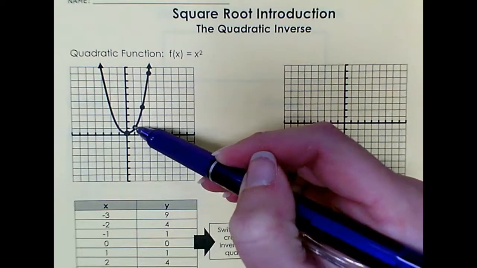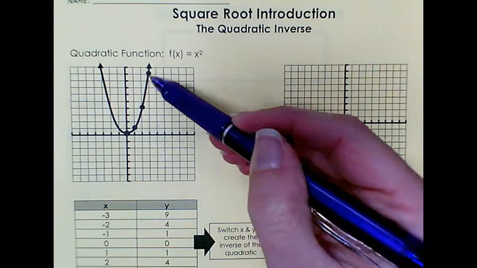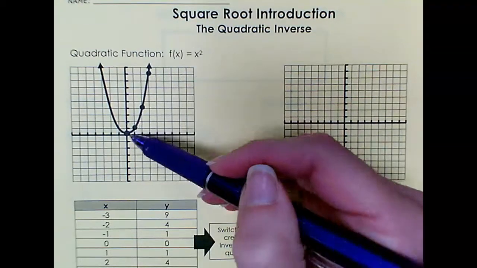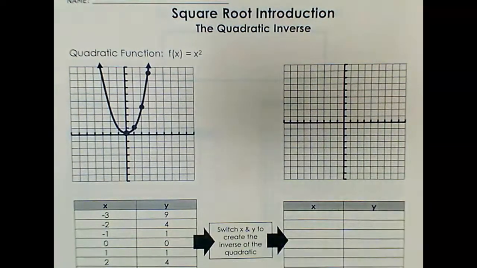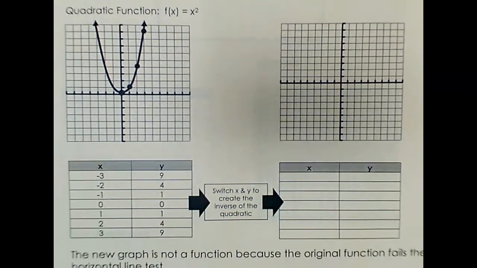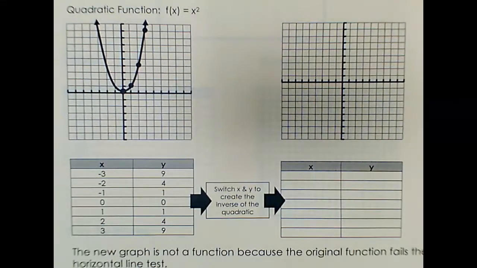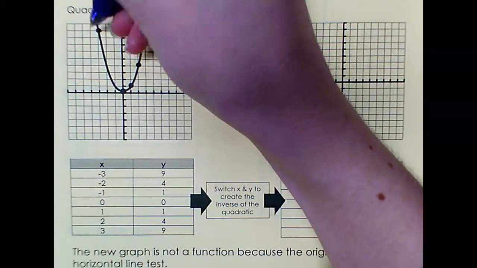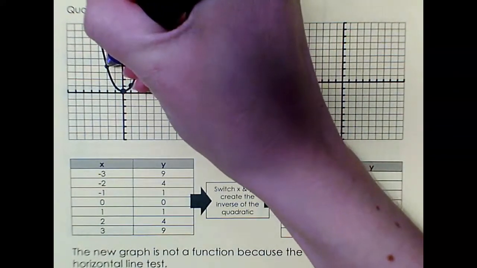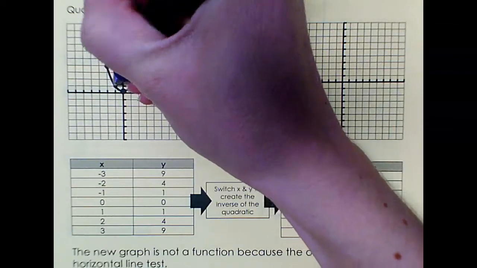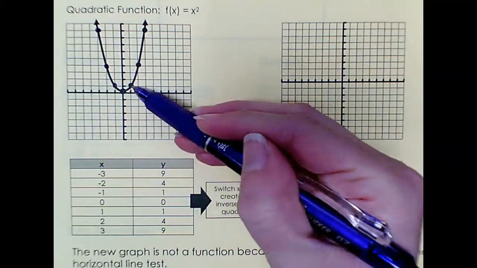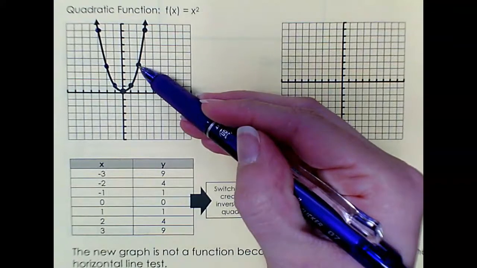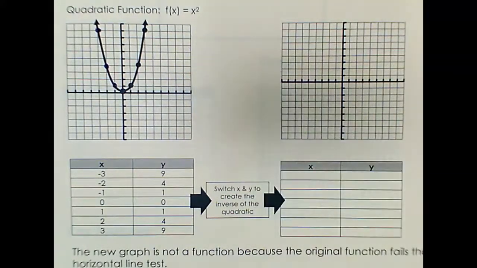So over 1 up 1, over 1 up 3, over 1 up 5, over 1 up 7, and so on the other side of the graph as well. Now I've supplied for you a list of ordered pairs for the quadratic parent function. So negative 3 comma 9 is right here. Negative 2 comma 4 is right here. Negative 1 comma 1, 0 comma 0, 1 comma 1, 2 comma 4, 3 comma 9.